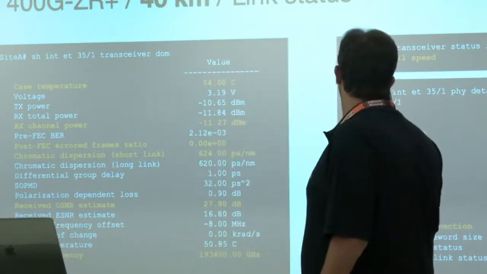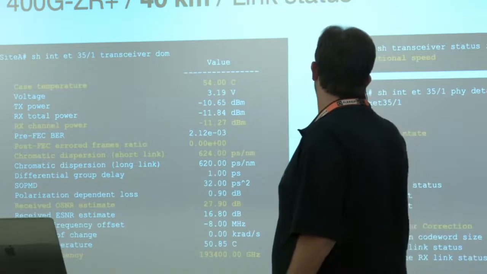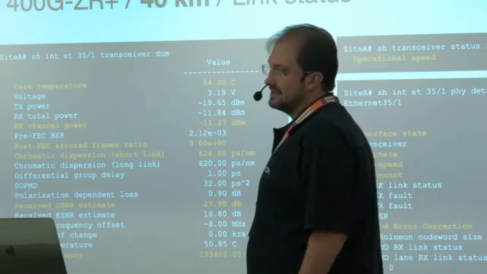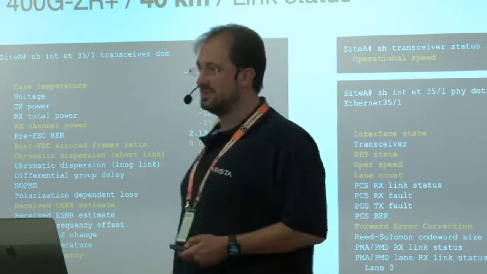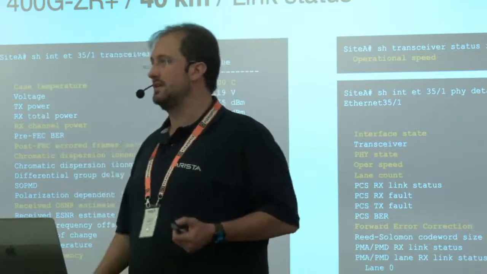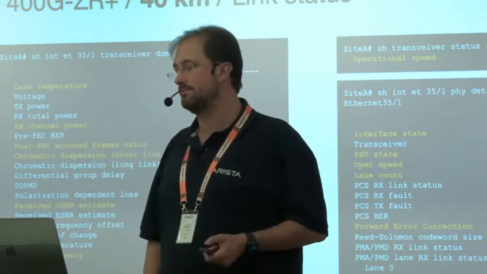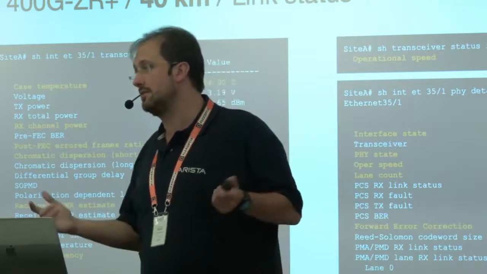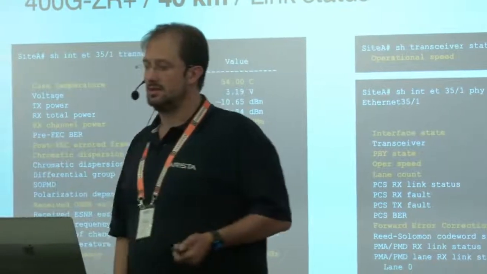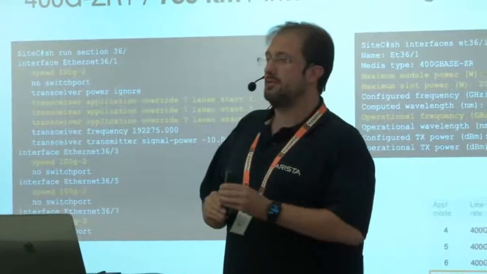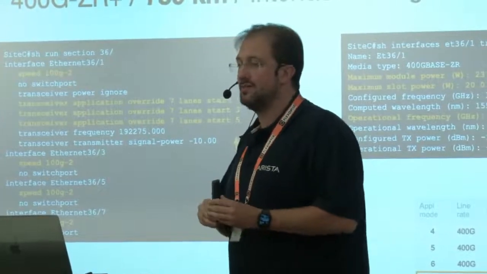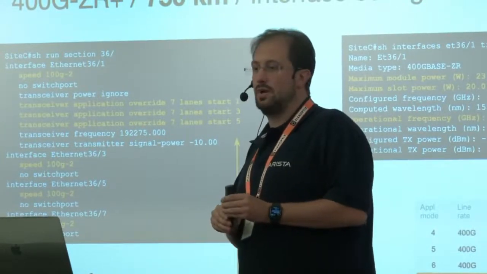And as error correction, we have Reed-Solomon with a lane count of 8 links towards the host. So it's represented as a single interface, as you might know it from 100 gig or so, no breakouts. So for the 400 gig and for the 750 kilometers, it looks quite different.